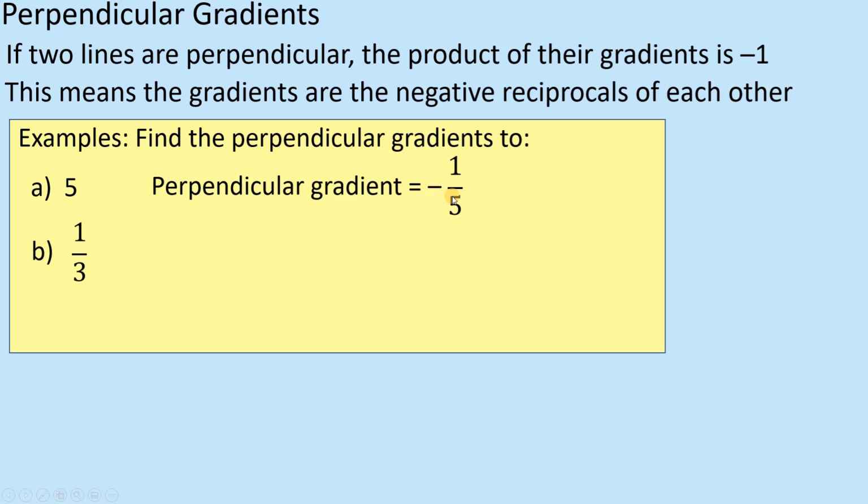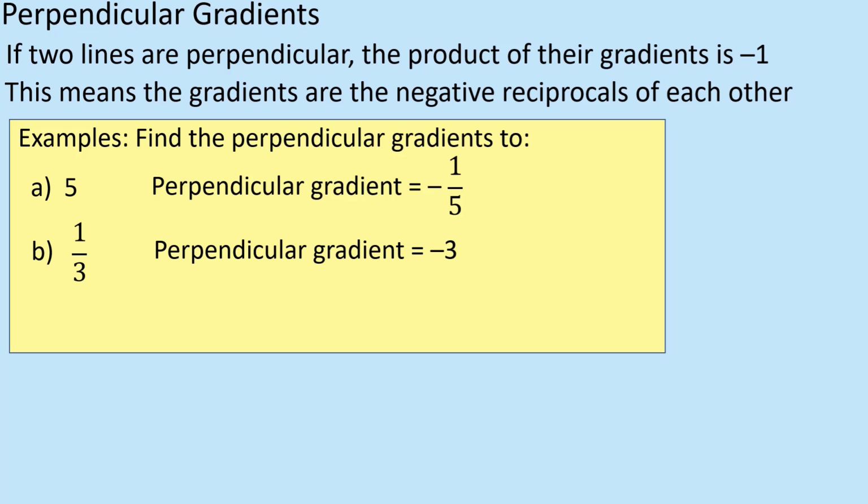Let's have another look at another one. If you've got something with a gradient of 1/3, then the negative reciprocal is going to change the sign to negative, and when I flip it upside down, it's going to be 3, 3/1. So the perpendicular gradient for that one would be -3.